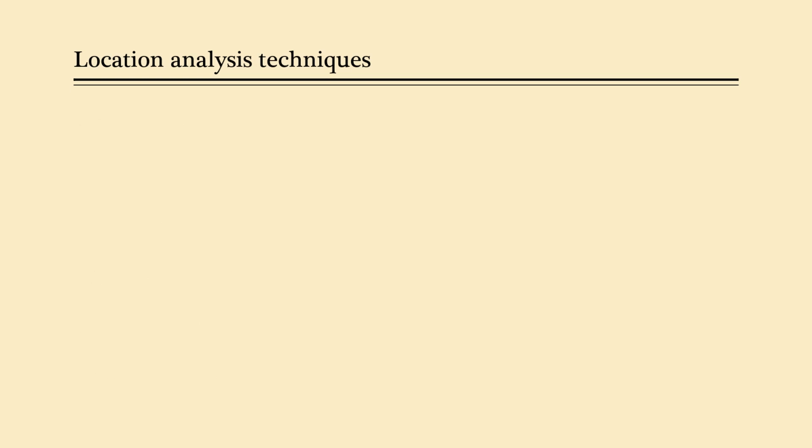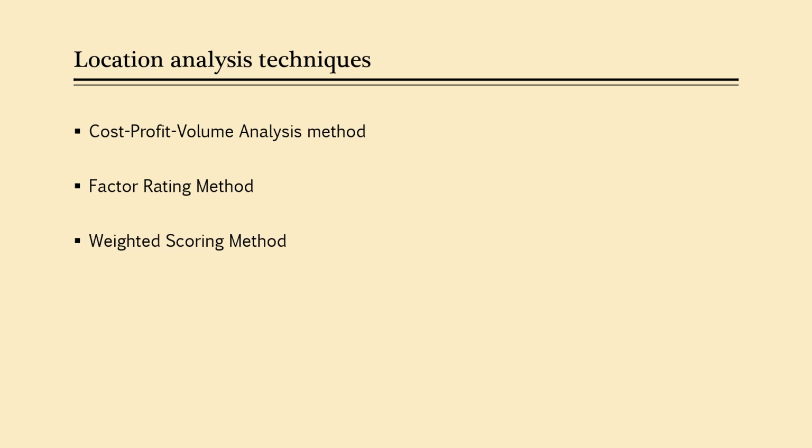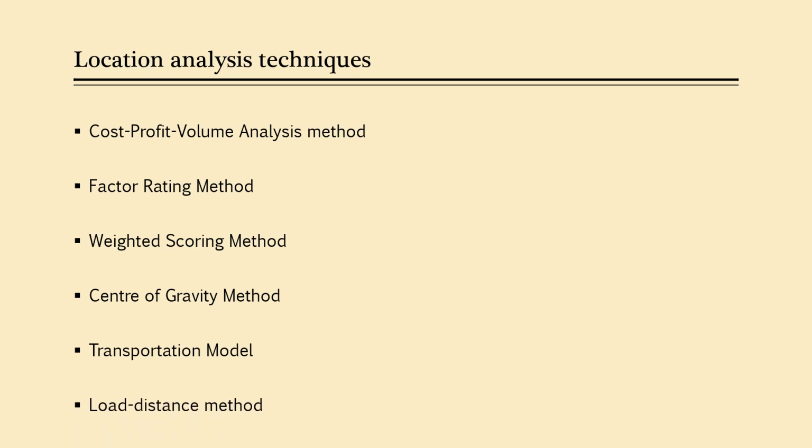Let's look at location analysis techniques. There are six among them. One is the cost profit volume analysis method, which you know as BEP analysis, then the factor rating method, weighted scoring method, center of gravity method, transportation model, and finally the load distance method.